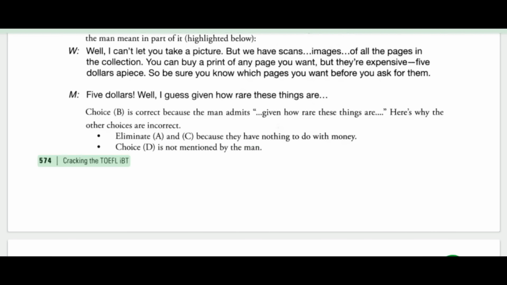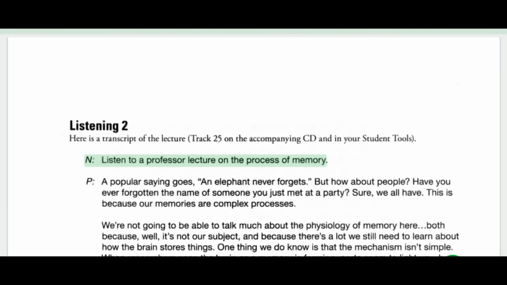Cracking the TOEFL iBT, Listening 2. Here is a transcript of the lecture, track 25 on the accompanying CD and in your student tools. Listen to a professor lecture on the process of memory.